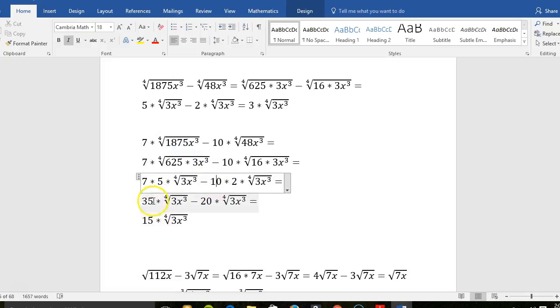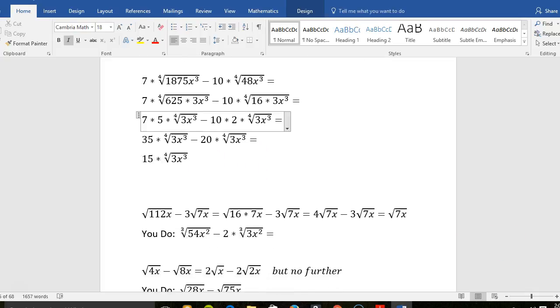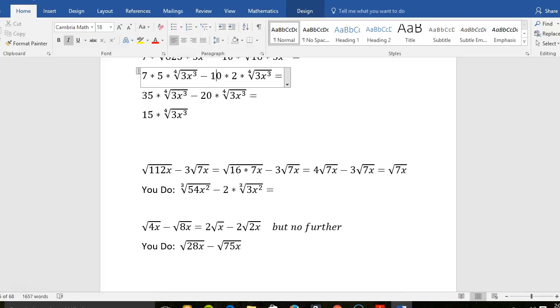So you're going to have 35 times the fourth root minus 20 times the fourth root, and that'll give you 15 times the fourth root. And that'll be all for that particular example. I just wanted to spice that last example up.